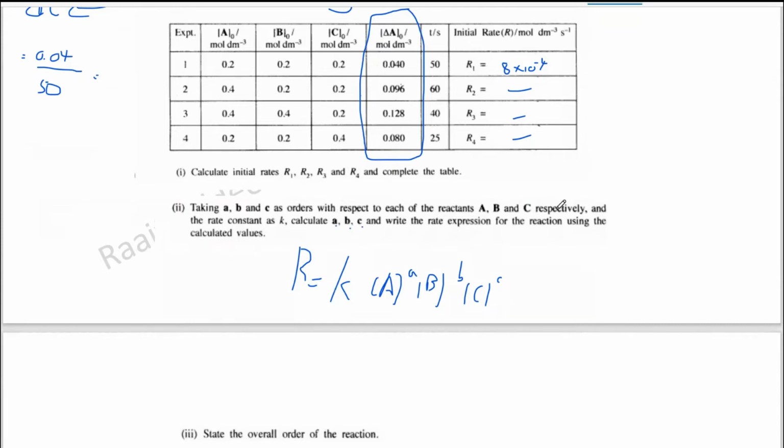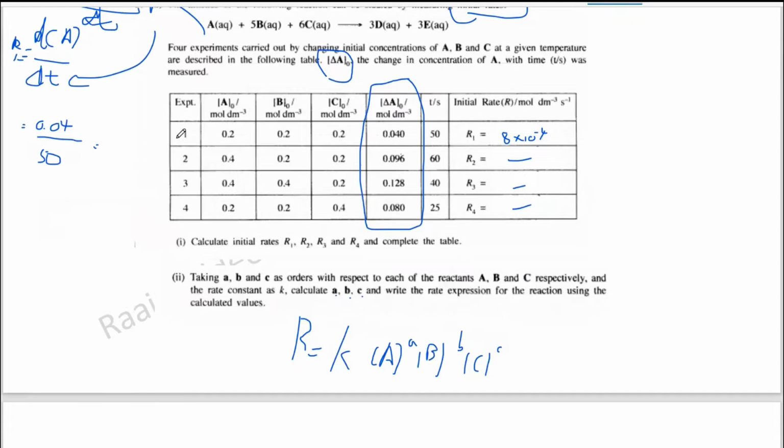So what you can do is write down the rate law for these four experiments. The first one will be 8 into 10 to the power of minus 4 is equal to k times, what is the concentration of A? 0.2 to the power a, 0.2 to the power b, 0.2 to the power c. So that is experiment 1. This is the normal way that you know. Then you write down the same for experiments 2, 3, 4, and you divide 1 by 2, 2 by 3, or however, 3 by 4.